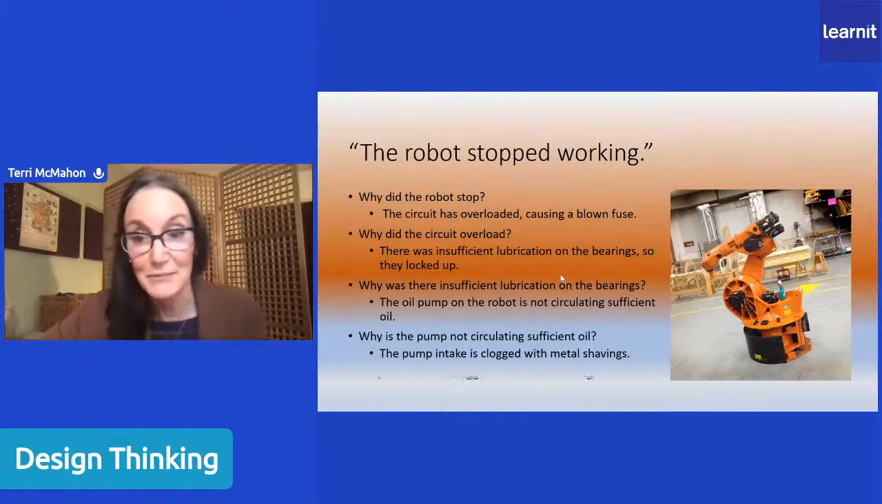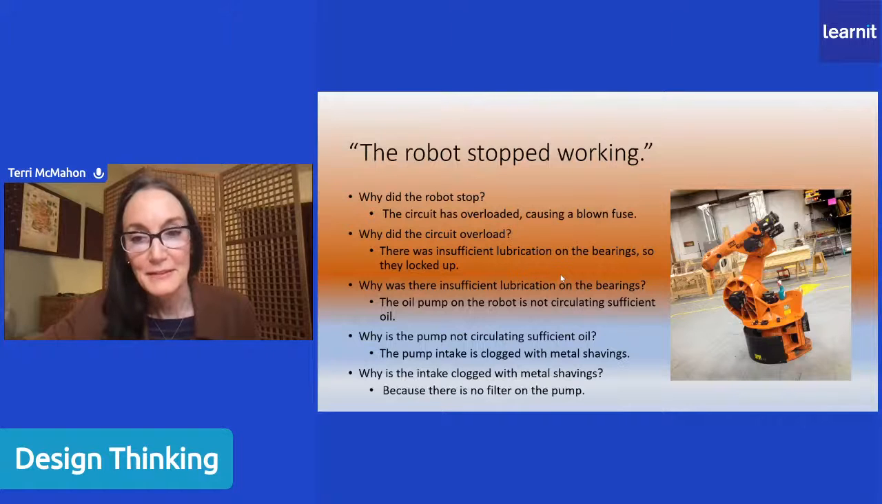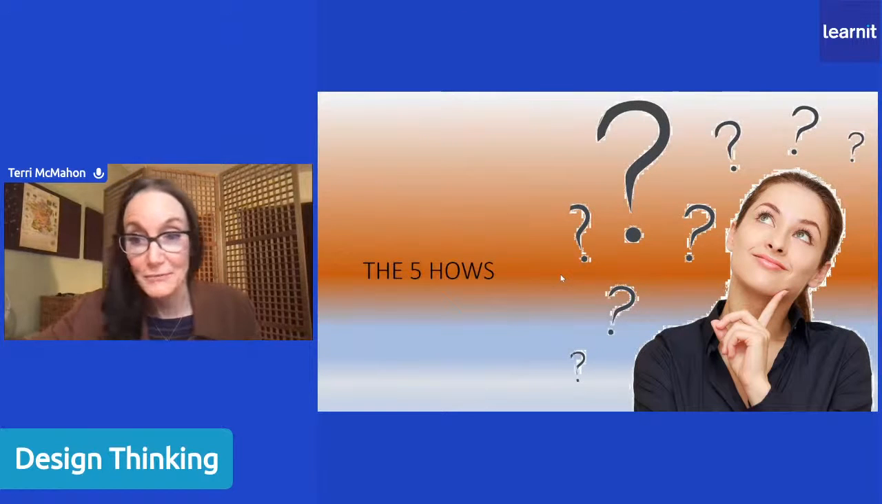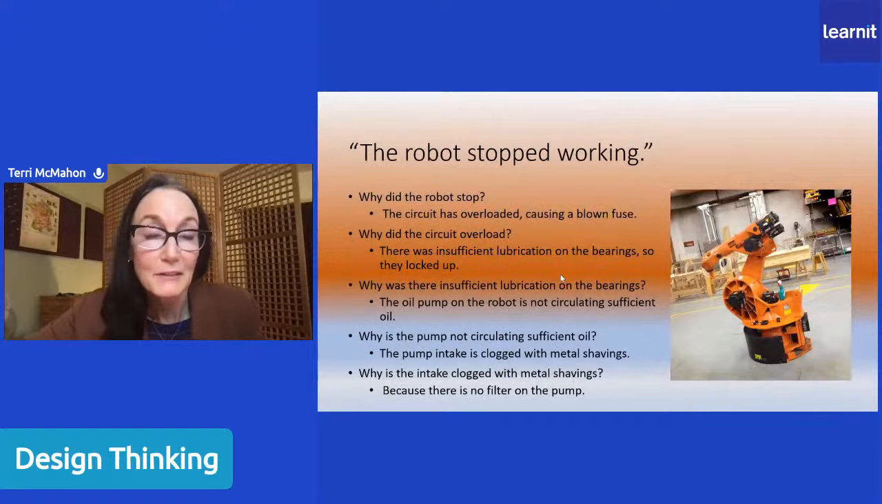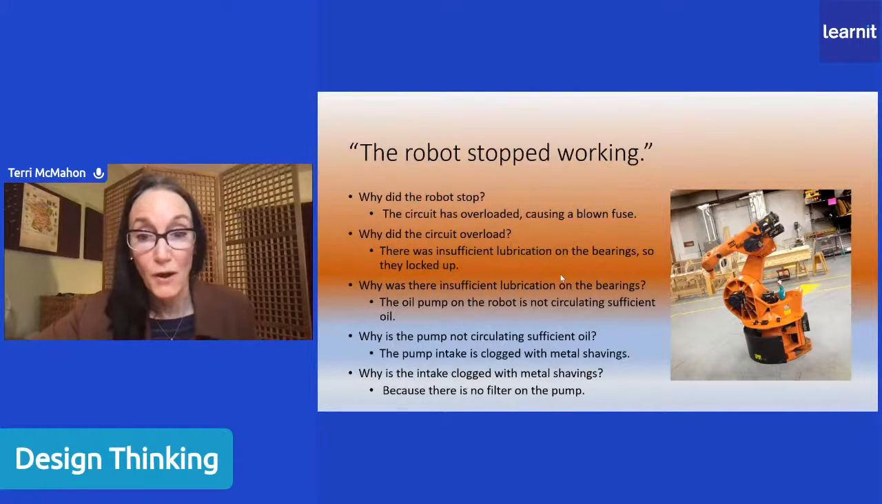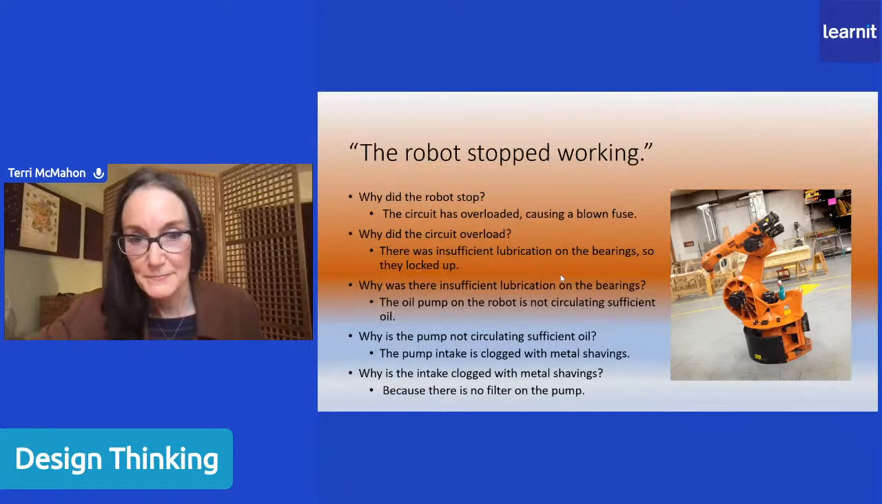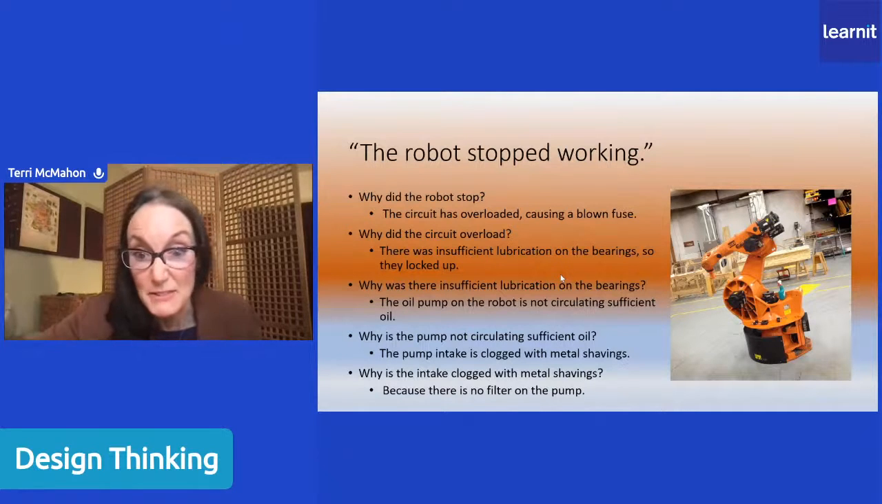Why is that? We just have to keep going. Because there's no filter on the pump. Ba-ding! Why is there no filter on the pump? Because maybe Bob, who's in charge of maintaining the robot, didn't end up putting a filter on there. Maybe that's it. Well, why didn't Bob put a filter on there? Because he didn't have filters. Why? Because we didn't get a purchase order for the filter. All right. You might stop there, but maybe with Bob, it's a training issue.